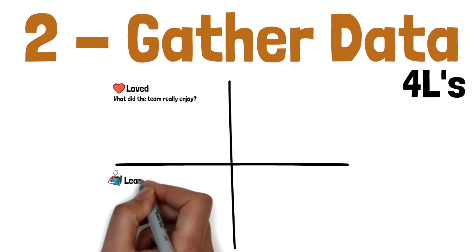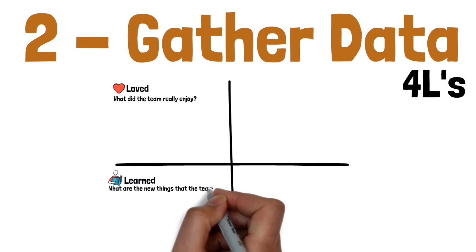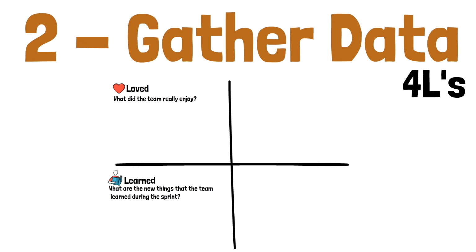Learned. What are the new things that the team learned during the sprint? These can be technical things or non-technical things, like the importance of unit testing, for example, or it could be something like an effective way to keep a key stakeholder informed.